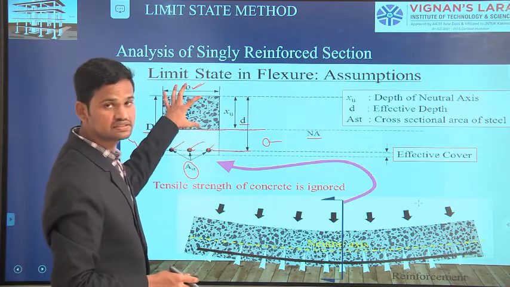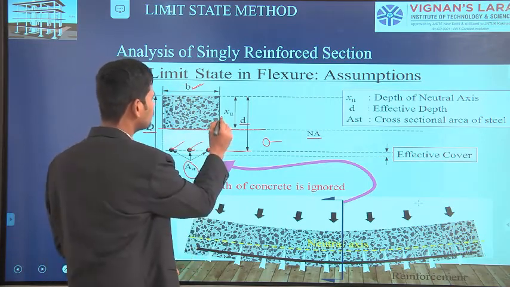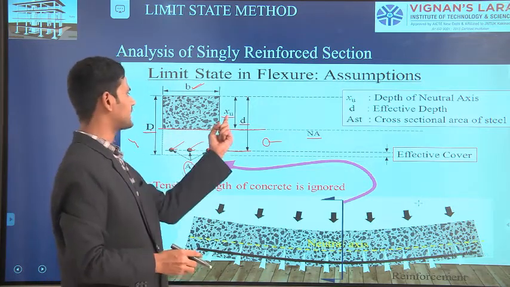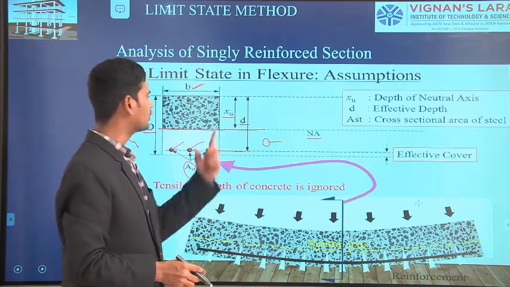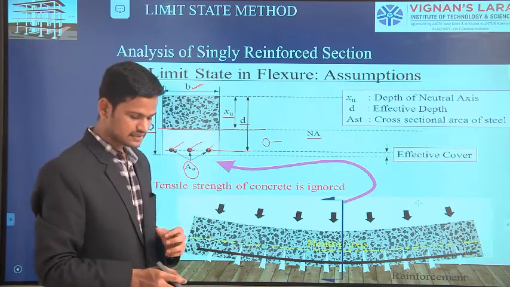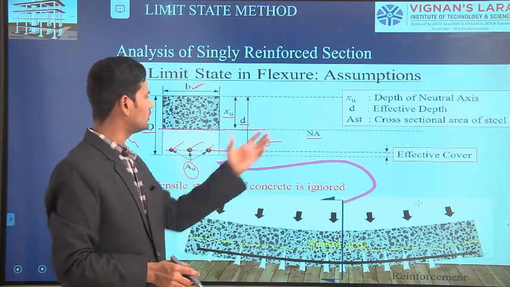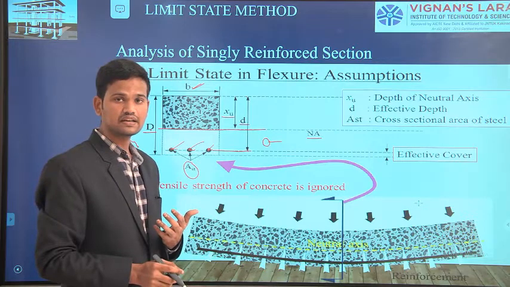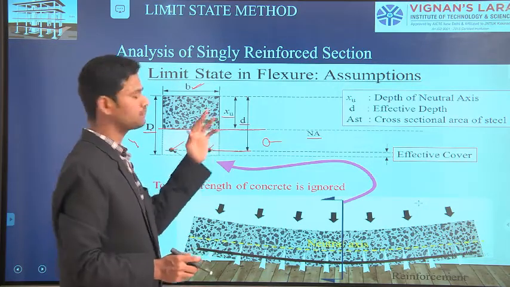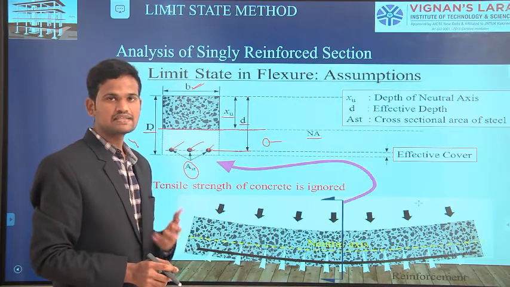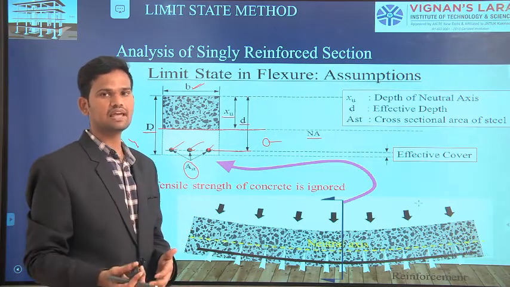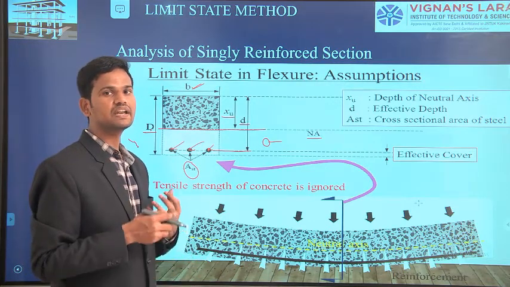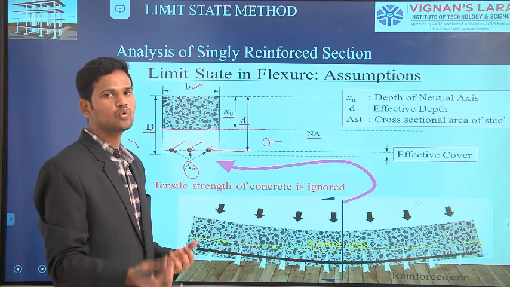Up to now this is the section, where XU is called the depth of the neutral axis. This depth of the neutral axis, as we already know, will divide the compression phase and tension phase. For different types of cross-sectional members, the depth of the neutral axis may change. In some conditions it may be at one depth, in others at another depth. How the depth of the neutral axis varies for different types of members, we will see in our next class.